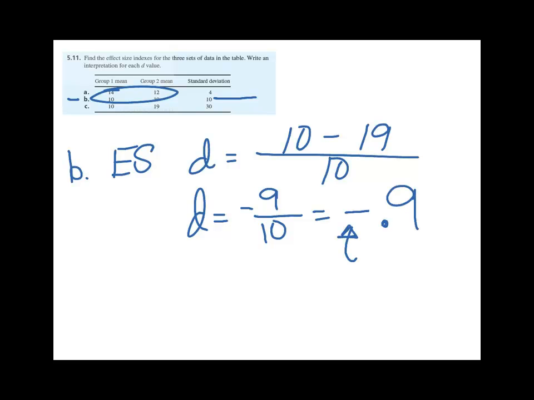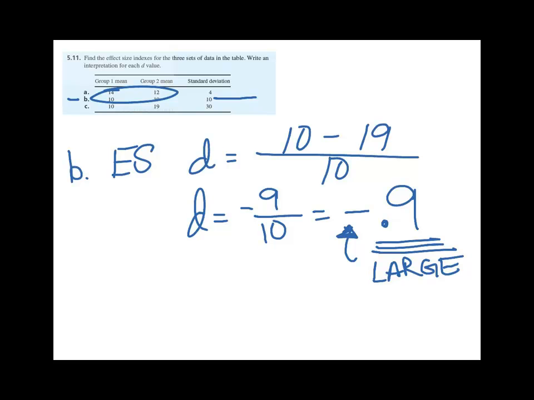Alright, now don't freak out over that negative. All it means is that population 1 this time was less than population 2. Okay, but in terms of the interpretation, we're still concentrating on just the quantity of this number here. And we would call that a large effect size. In fact, it's almost a full standard deviation different.